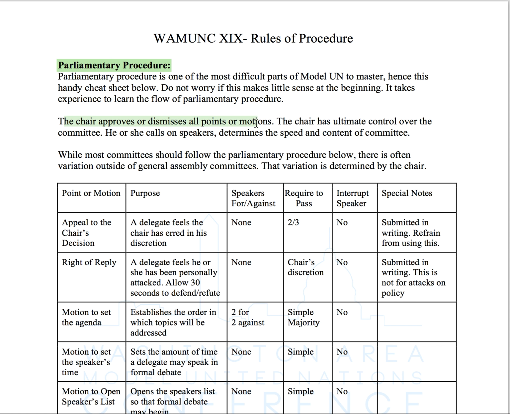So the chair is the one who approves and dismisses points and motions. It's the chair who has the say when it comes to any of these motions or things that you're putting forth. Committees will follow the parliamentary procedure that's outlined below. And outside of General Assembly committees, so for those of you who are doing specialized committees, crisis or cabinet, the procedure might be slightly different, but I think a lot of you are familiar with crisis procedure anyway.